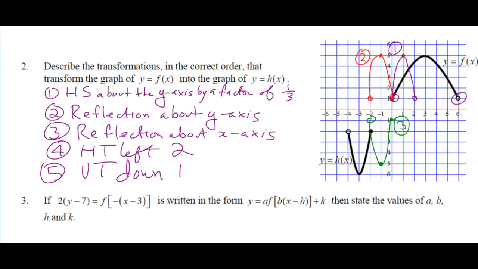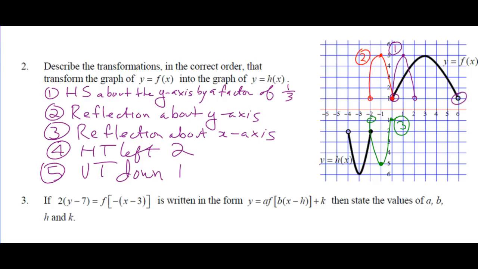Okay. So you don't necessarily need to draw out the 4 complete things. You can just take an identifiable point: solid dot, open dot, even the vertex. Let's do the vertex. So horizontally stretch by a factor of 1/3, and then reflect about the y-axis, and then reflect about the x-axis. Now you've got to go left 2, down 1. Okay.